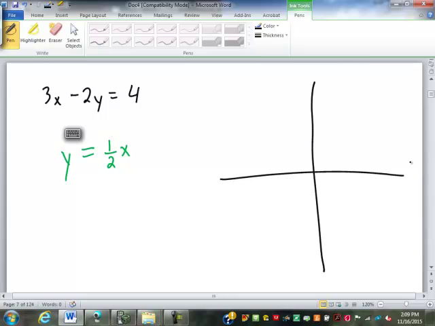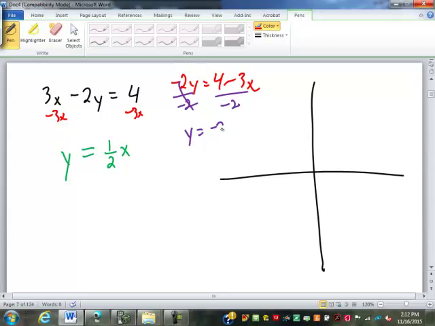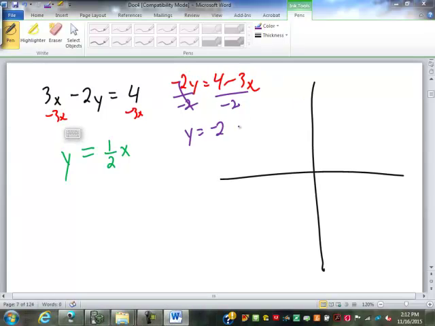You'll notice that first one, you have to solve it for y before you can graph it. So this first one here, we're going to have to subtract 3x. So I got negative 2y equals 4 minus 3x. And then divide by negative 2. So y equals negative 2 plus 3 halves x. So I start at negative 2 and I go up 1, 2, 3 over 2 right there. Like that.